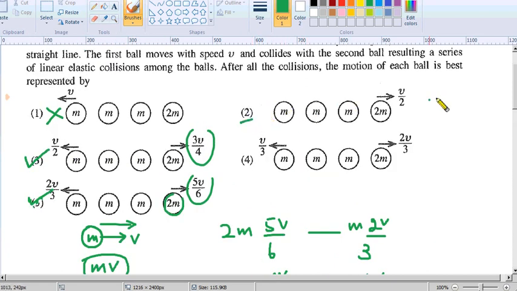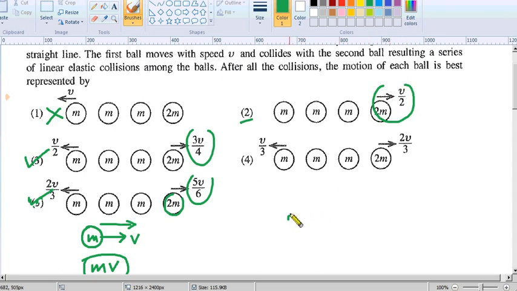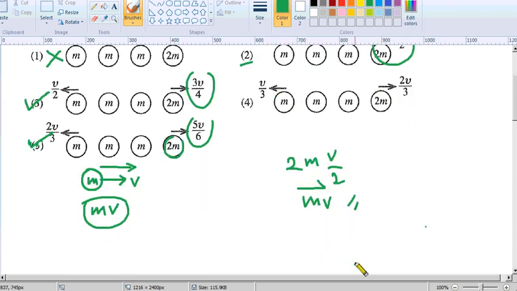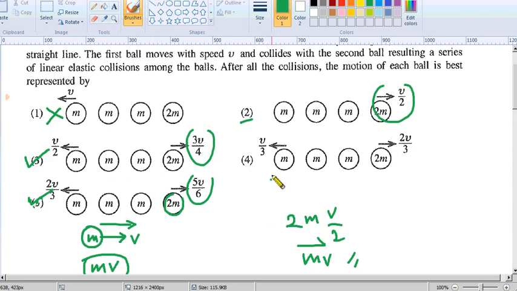Then let's check this one. Let's take this one to the right side as positive. The mass is 2m, the velocity is v divided by 2. So we get mv to the right side. That is the only ball that is moving, no other balls are moving, so this is the final answer. The value is mv, direction to the right side, the same as the initial momentum. So this one is correct.